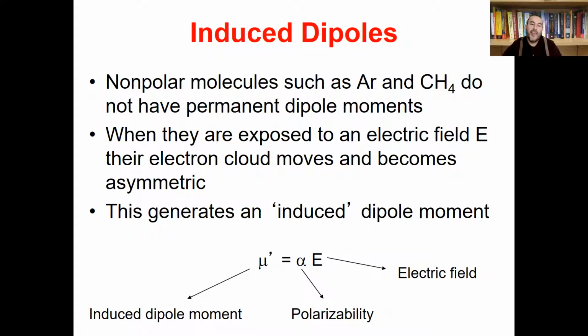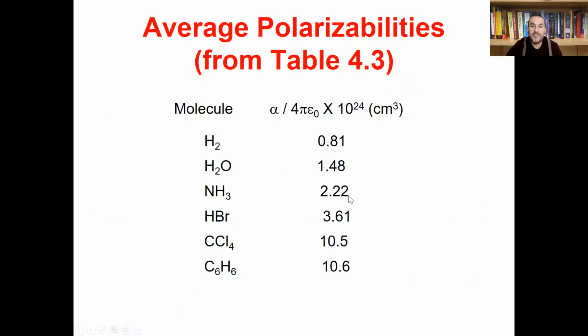The way we express the induced dipole when a molecule is exposed to an electric field is, in this dipole, we have this prime so that we differentiate it from the permanent dipole. It's the polarizability times the electric field. The polarizability is a molecular specific property. And if we look into the next slide, again, this is from Prausnitz's book, right?